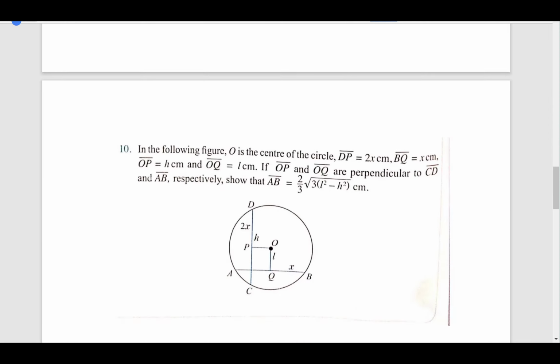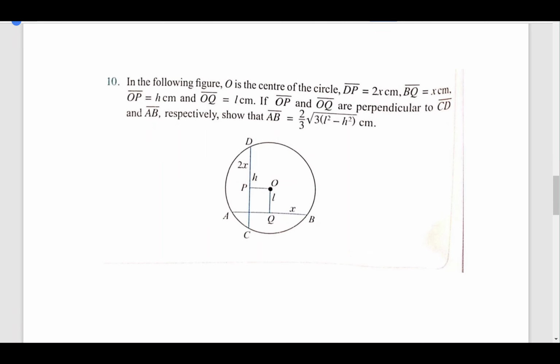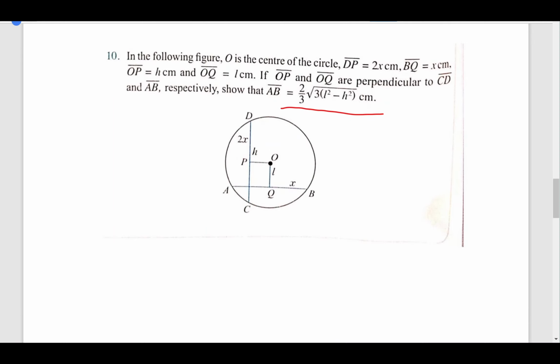We continue with the second question. So the second question, question number 10, as you can see from the question here, we are supposed to prove that AB equals 2 over 3 square root of 3 L square minus H square. So for this question, we are going to use another property, again called properties of circles.